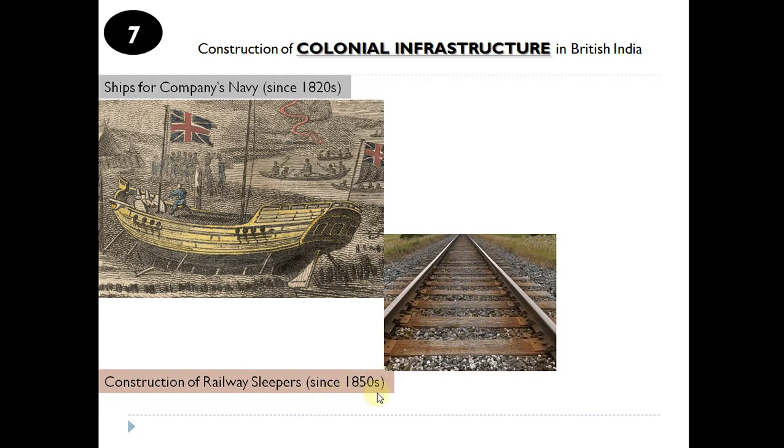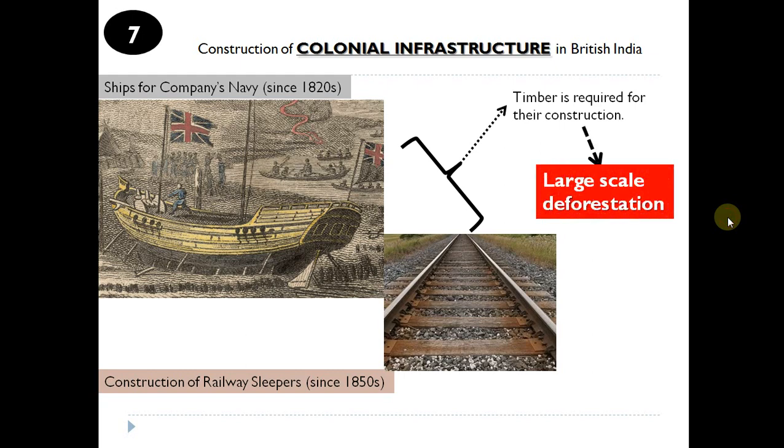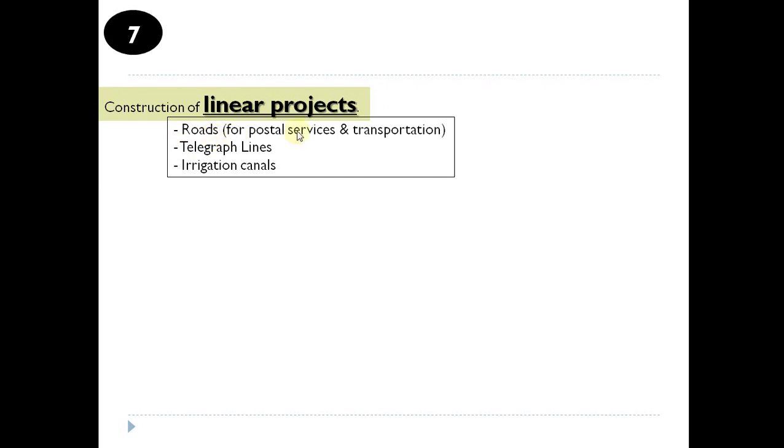Since the 1850s, as we all know, railway tracks were laid across India. This required railway sleepers. Railway sleepers and ships are constructed using timber. Where did this timber come from? Forests. Another example of colonial infrastructure: linear projects. What are linear projects? Roads for postal services and for transportation, telegraph lines, irrigation canals.